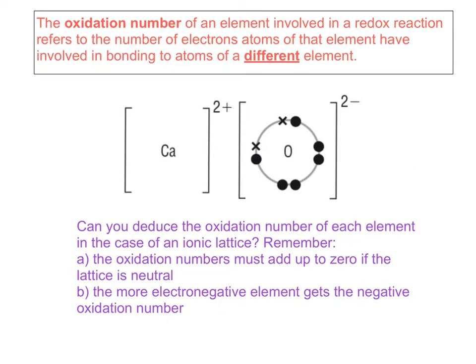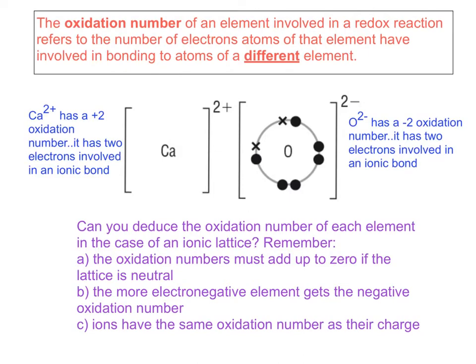So why don't you pause the video and try this one. It's an ionic lattice, or part of an ionic lattice, and again the oxidation numbers must add up to 0. The lattice is neutral, calcium oxide is a neutral compound. So the more electronegative element gets the negative oxidation number. And bearing in mind that ions have the same oxidation number as their charge, that'll make this very easy.